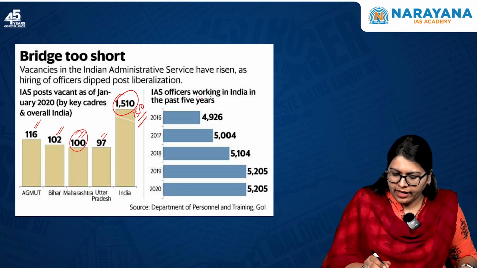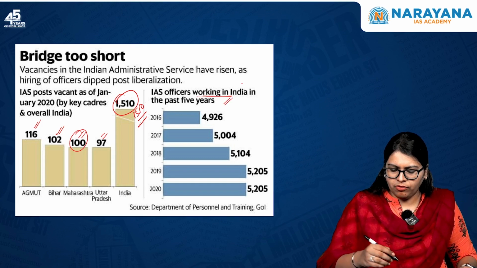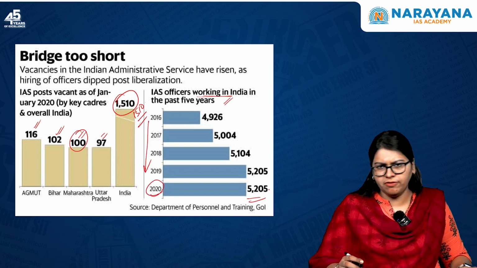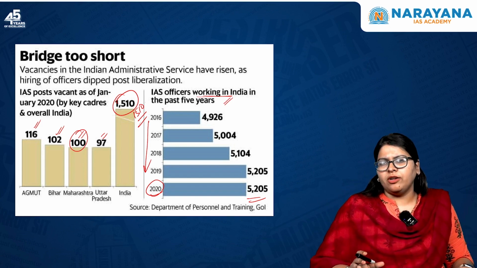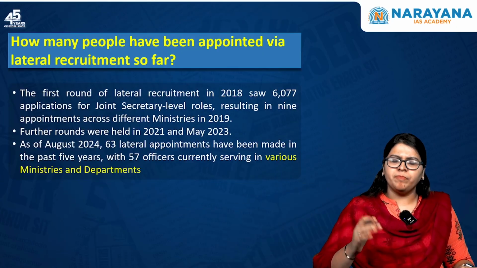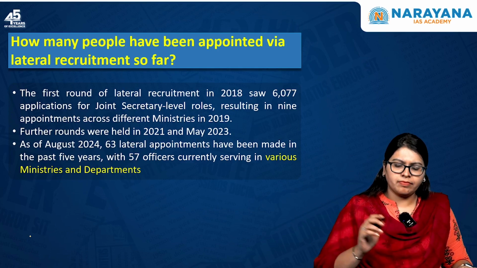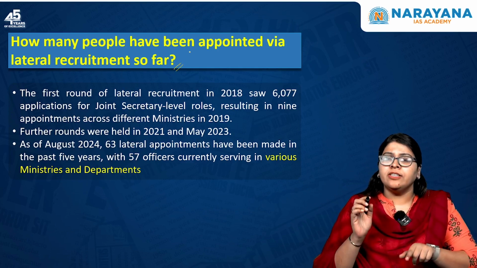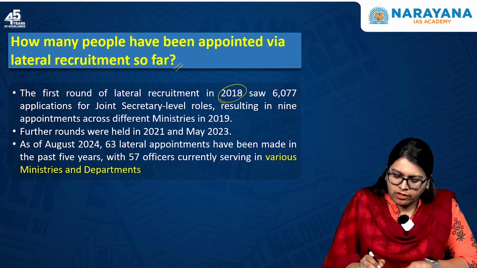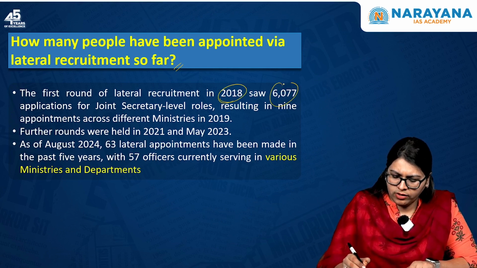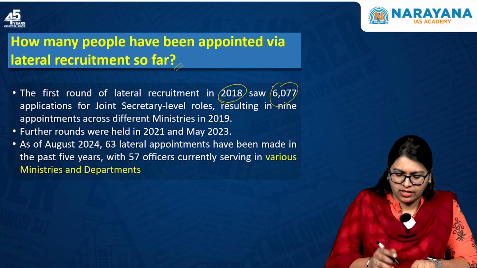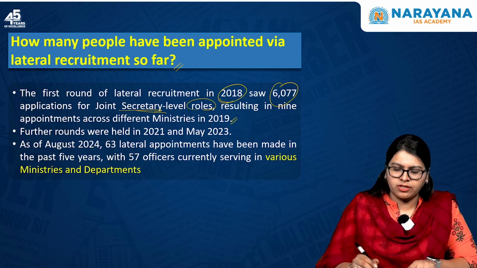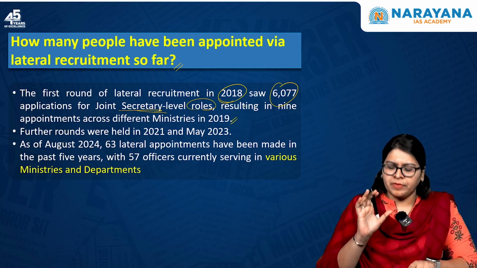And if you see IAS officers working in India in the past 5 years from 2016 till 2020, it is 5205. So because of this, the concept of lateral entry was introduced. Now moving forward, let us see how many people have been appointed via lateral recruitment so far. The first round of lateral recruitment started in 2018. This saw around 6,000 applications for the JS, that is Joint Secretary level roles, resulting in 9 appointments across different ministries, which we saw in that image itself.